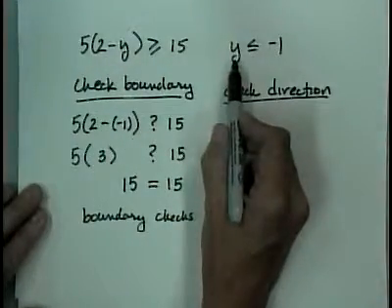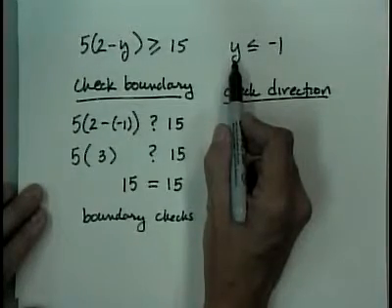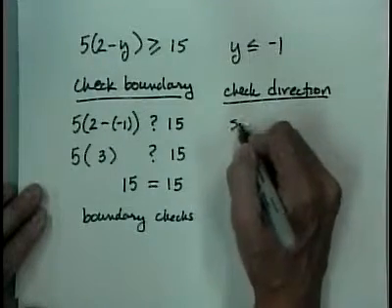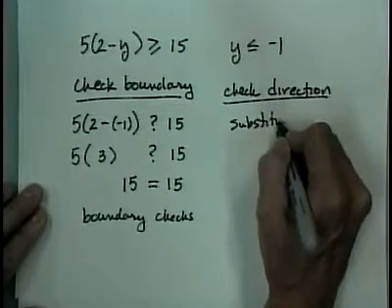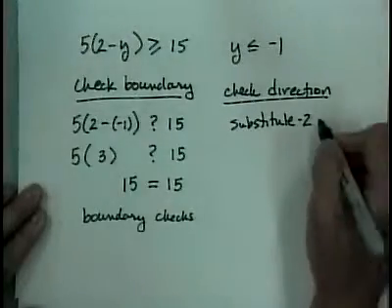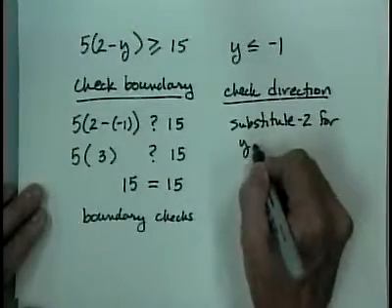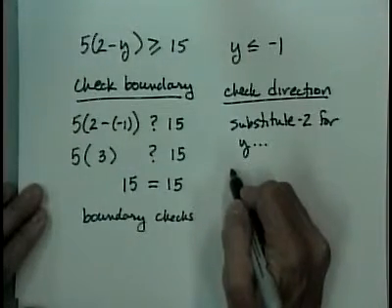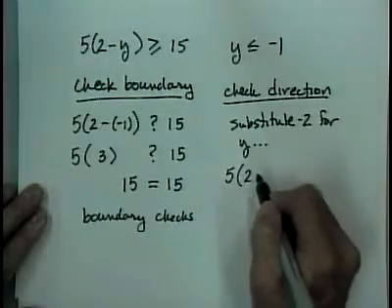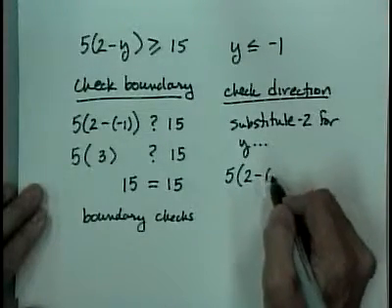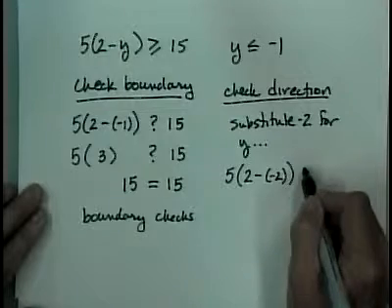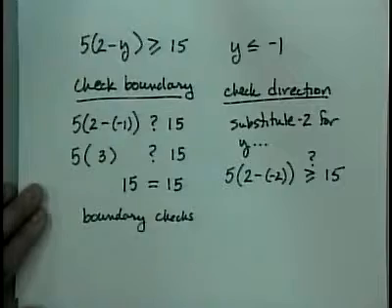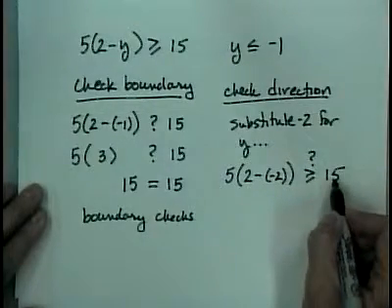So let's pick a number that we know is less than or equal to -1, like -2. Let's take the number -2. What we're going to do is substitute -2 for y and see if it works in the inequality. Let's put -2 in there. 5 times 2 minus -2, is that greater than or equal to 15? We want to know, is that actually greater than or equal to 15?